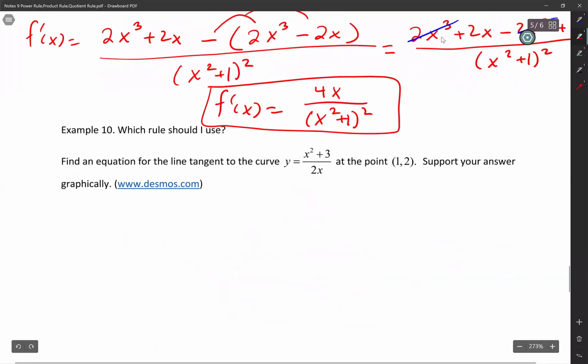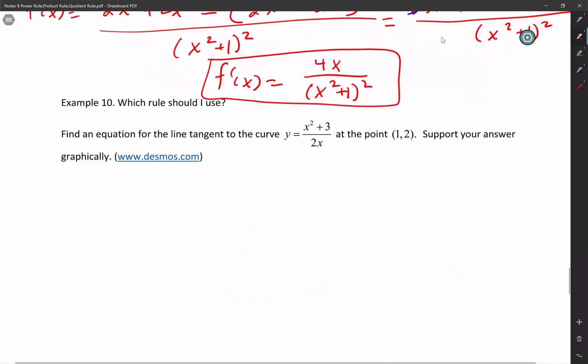So here we go. It says find an equation for the line tangent to the curve y equals (x squared plus 3) over 2x at the point (1, 2). All right, so I need two things. I need a point, which I already have. I want a tangent line, by the way. I need a point, which I already have, and I need one more thing. What else do I need? A slope. So write that down. For a tangent line, you need two things: point and slope.